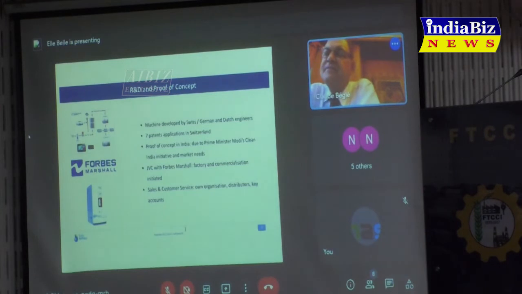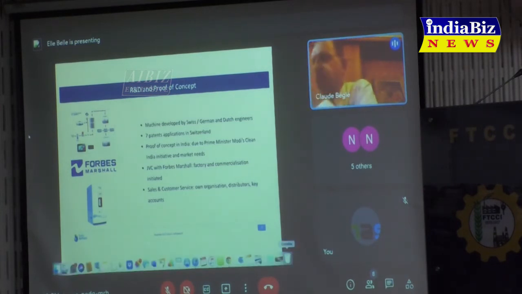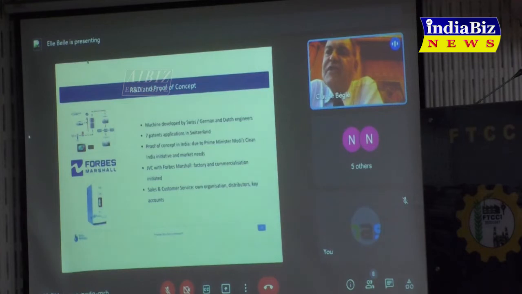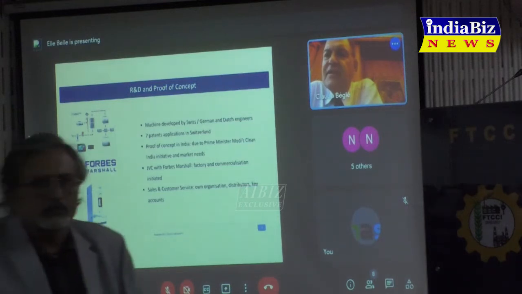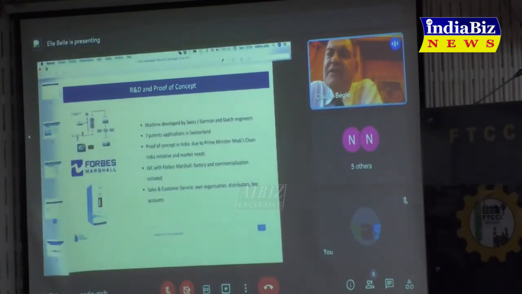Now the reason is that I had been invited by Prime Minister Modi 3-4 years ago for the Kumbh Mela, and I realized that what we offer is actually exactly the answer to Swachh Bharat, the initiatives of the Prime Minister to try to have more hygiene in India. So I felt, in such a huge market like India, and with the will of the Prime Minister, that's the place where we have to do it.